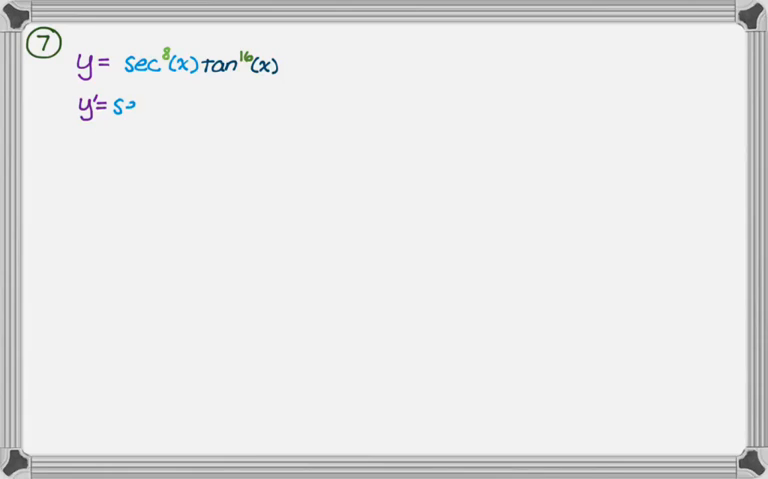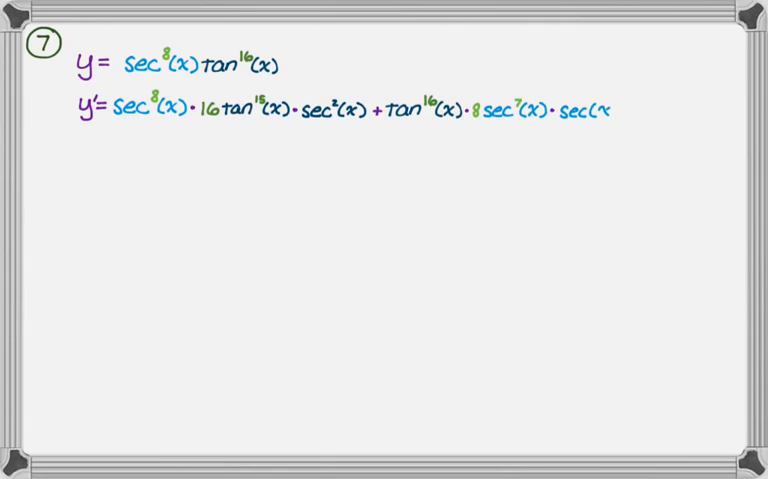So first, secant to the 8th, derivative of the second. So it's going to be 16 tangent to the 15th times the derivative of tangent, which is secant squared. Plus second, which is tangent to the 16th, times derivative of the first. So the derivative of the first is going to be 8 secant to the 7th of x times the derivative of secant, which is secant tan.